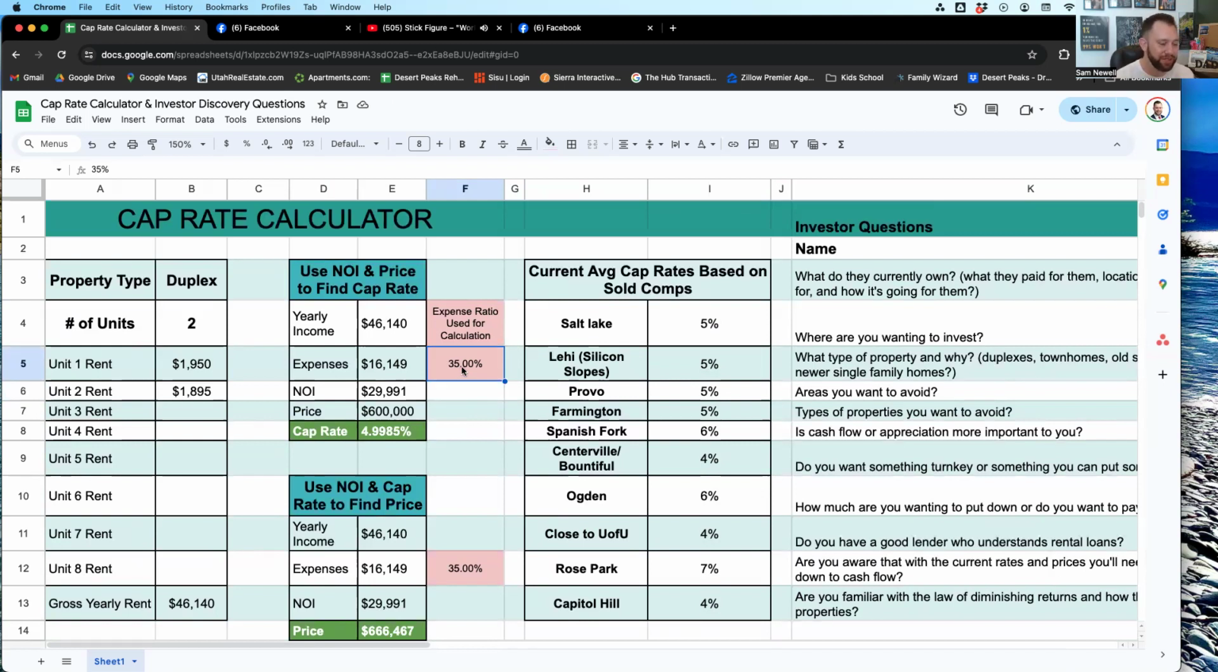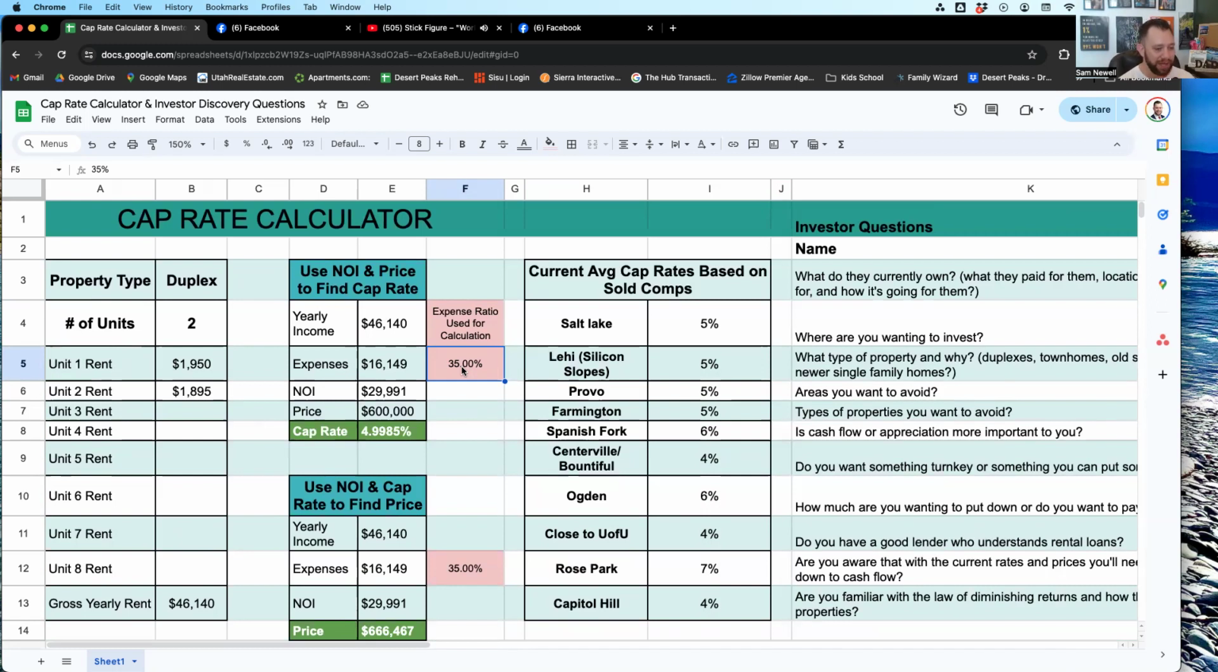I get a lot of questions about this. How do we know it's 35? Honestly, it's probably closer to 40. You keep a property 1 or 2 years, you may not have a furnace go out. You may not have a water heater go out. You may not have to replace a roof.